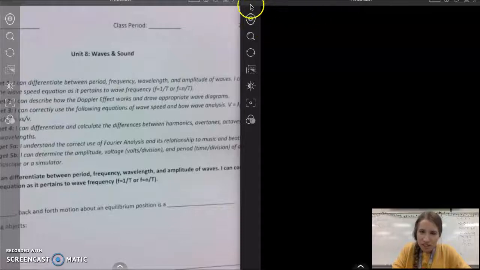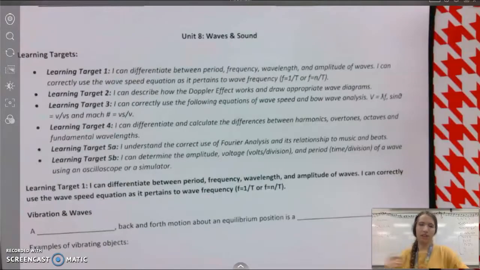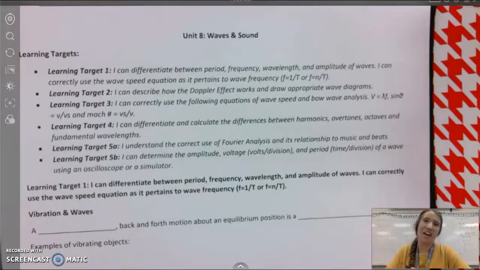Let's see if we can get this. There we go. So, Unit 8, Sound and Waves. I love this unit. I think it's very interesting.